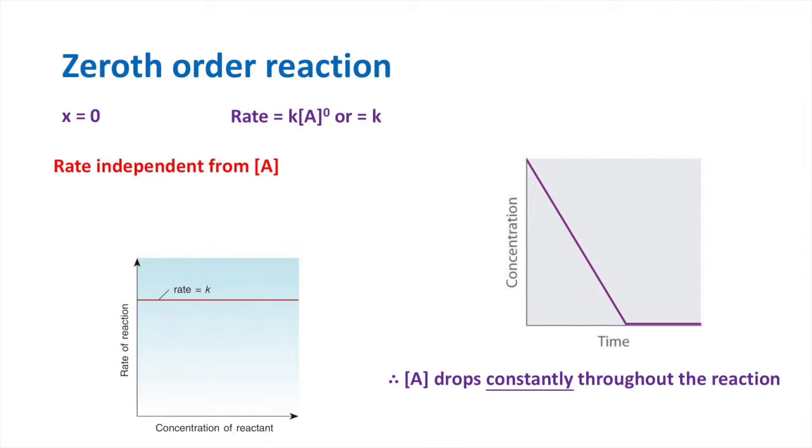On the diagram shown on the right, we can find that the concentration drops constantly against time because at every time interval, the same amount of reactant will be consumed.